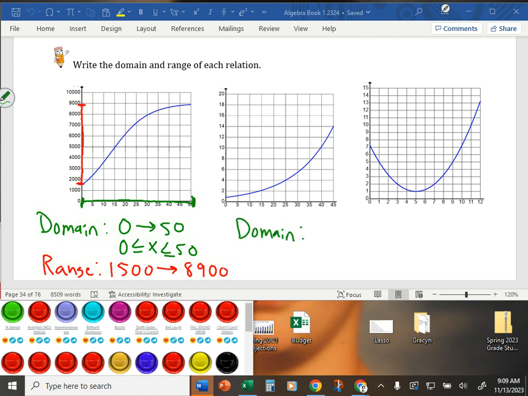What's the domain? 0 to 45. And you know that because on the x-axis, it starts all the way over here at 0 and it goes all the way across, all the way to 45 there. So 0 to 45 would be the domain.